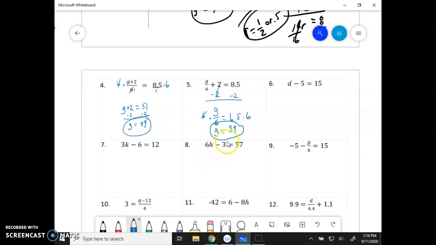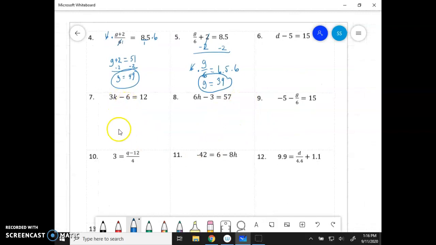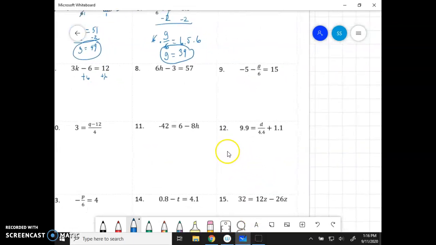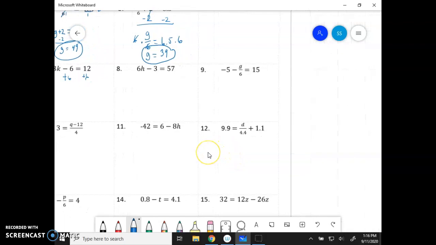Let's see if there's any others. This one looks pretty easy, only one step there. Here's a two-stepper, another two-step problem. Hopefully these ones are pretty automatic for us right now. So for number 7, all we would have to do is add 6 and then divide by 3. So I'll let you guys do that one. Let's see which ones look a little bit different. Let's look at number 9.